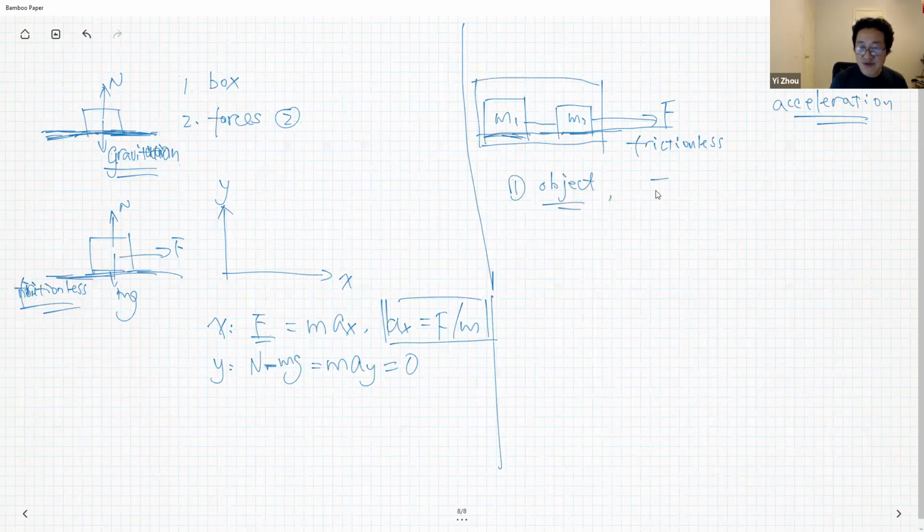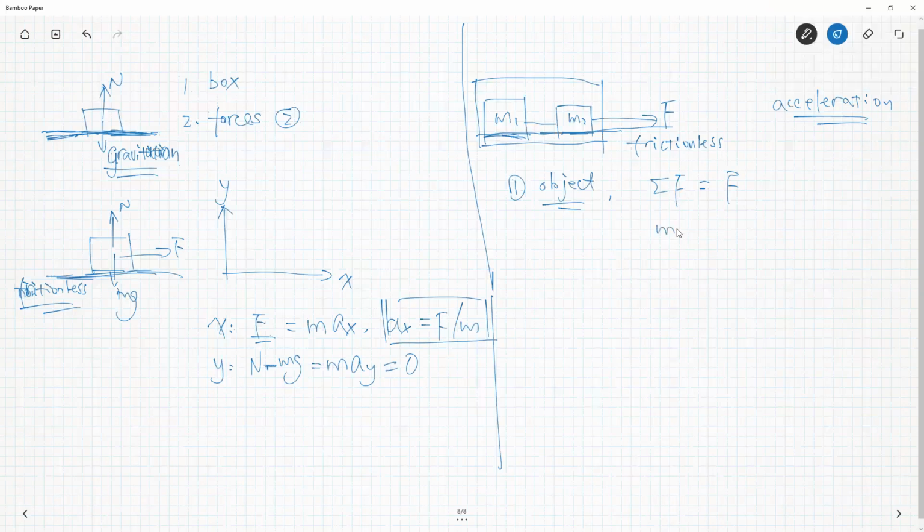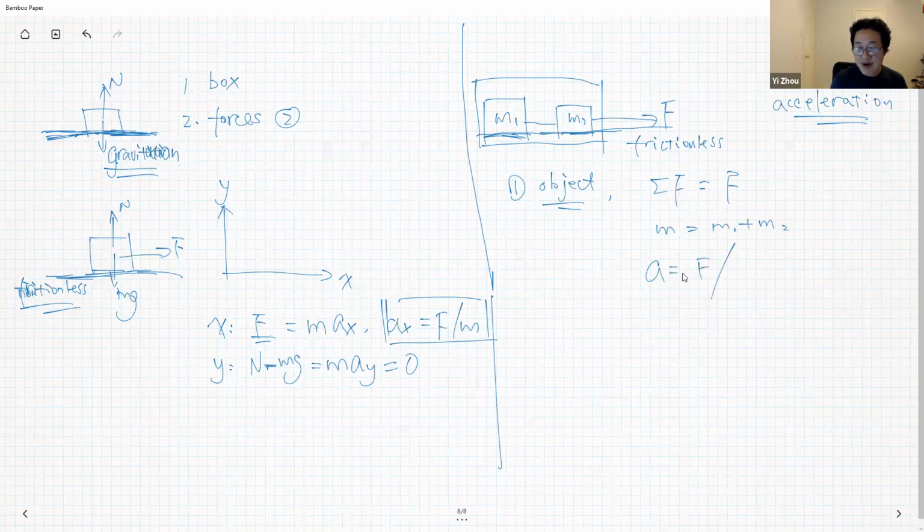What is the total force? F. What is the total mass? M1 plus M2. So we can easily get acceleration is F divided by M1 plus M2, right? Okay, now we have more steps to do.